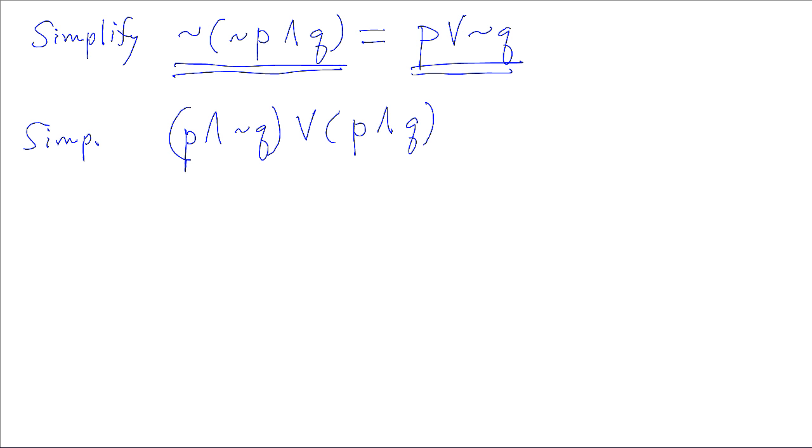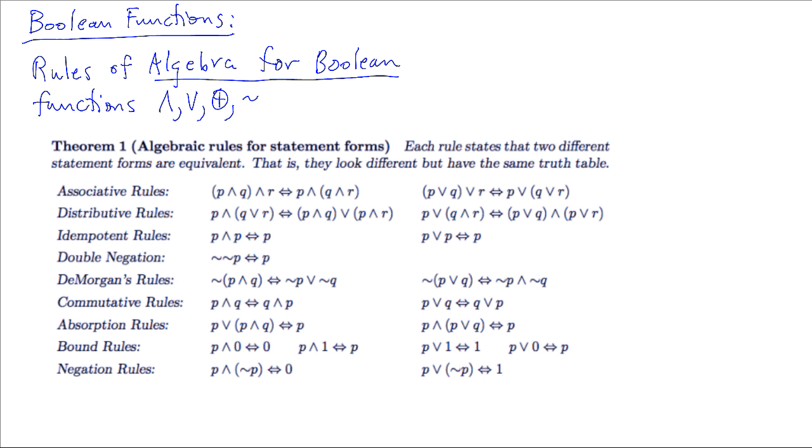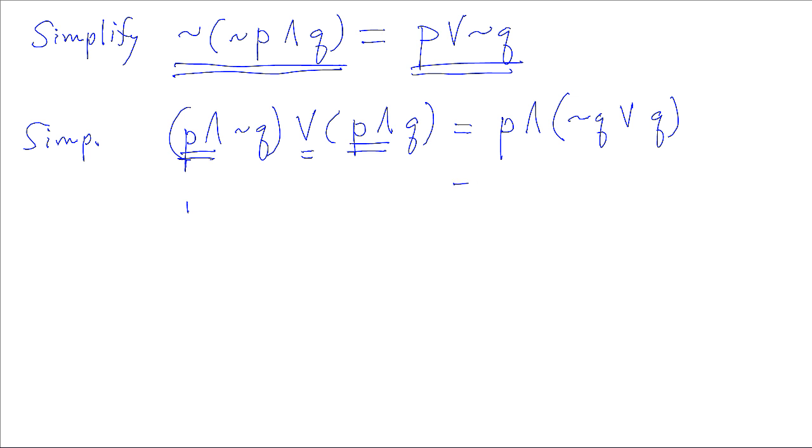So I'm going to recognize this one as a distributive law. So this is a P and operating on two other things. Okay, so I'm going to write that this is equal to P and then I'm going to put those two other things here, not Q or Q. Okay, and now we know from the previous page that Q or not Q is always true. So I'm going to write that this is equal to P and 1.